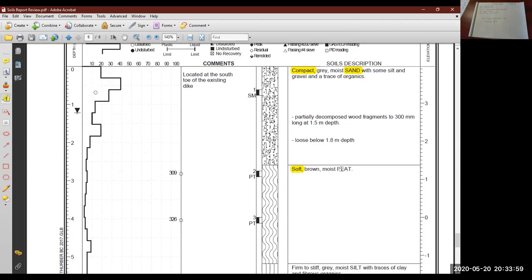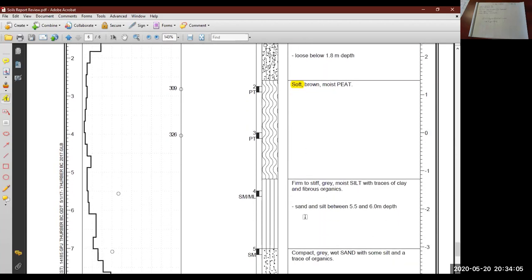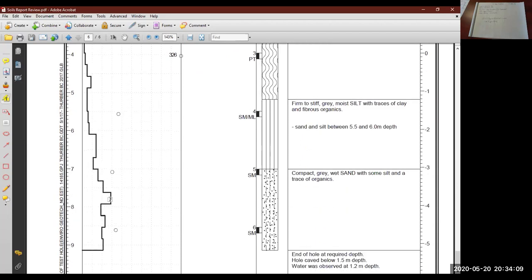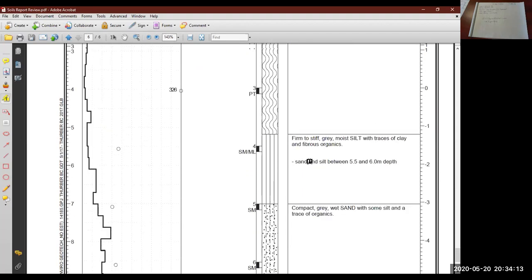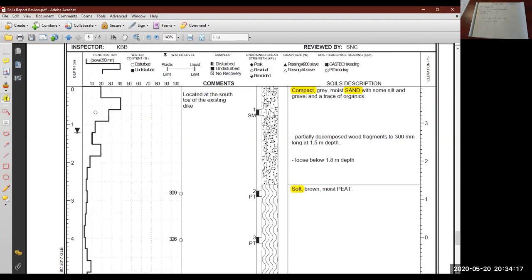So there's your soft, mostly peat. It's moist. So there's your compact sand. So the blow count is increasing. So the ground is getting more dense, it's compact. So these are your symbols. Again, we looked at that on the previous page.